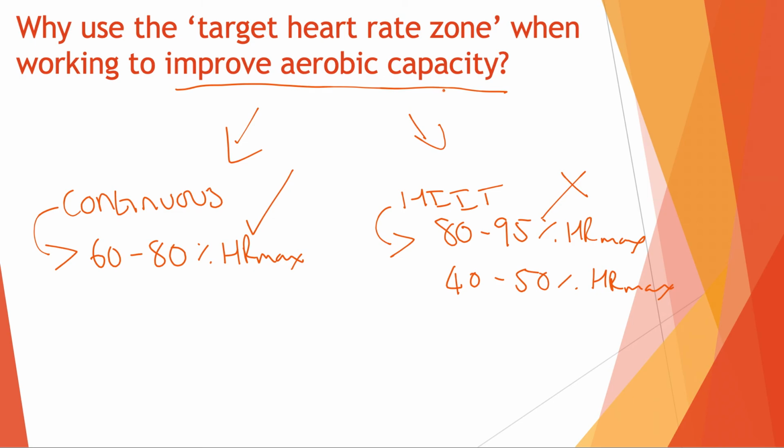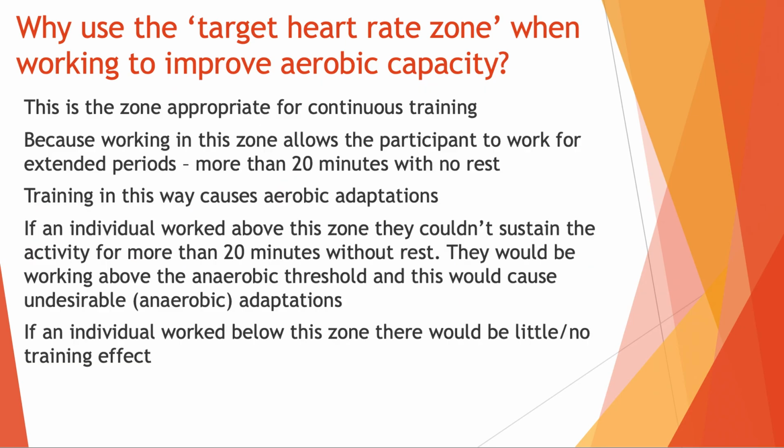So why would I use the target heart rate zone when I'm working to improve aerobic capacity? The first thing I would be thinking is because I'm using continuous training, because the target heart rate zone fits in with the recommendations of continuous training to work between 60 and 80%. Actually, if I were using HIIT training, I wouldn't be using the target heart rate zone at all. I would be working in completely different zones. So let's have a look at some good points for the answer to this question.